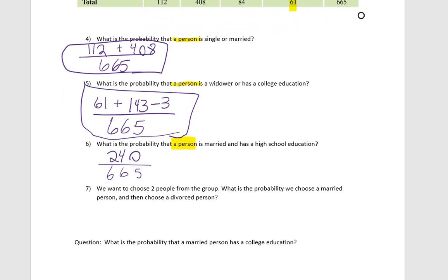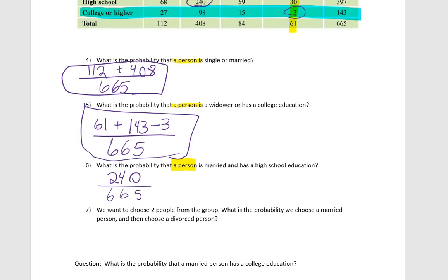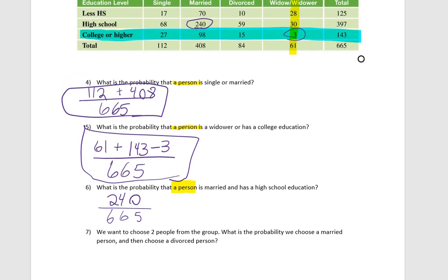All right. Next, we want to choose two people from the group. We want to know the probability that we choose a married person and then choose a divorced person. First off, we have 665, and for the married people, we have 408. Now, what is the probability that we then choose a divorced person? Well, that's times, how many people do we have left?